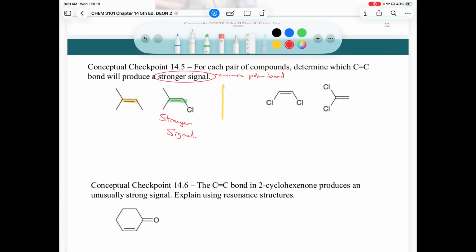The next one's a little bit tricky, right? Because you're like, well, I've got a dipole going this way and I've got one going this way, and overall the net dipole is going to be going in that direction, right? But on this one, they're both pulling in this direction, which is actually going to be a stronger net effect because they're on the same carbon instead of on two different carbons. So we'll just put here stronger signal for this guy, all right?